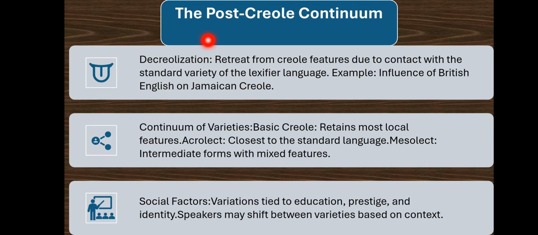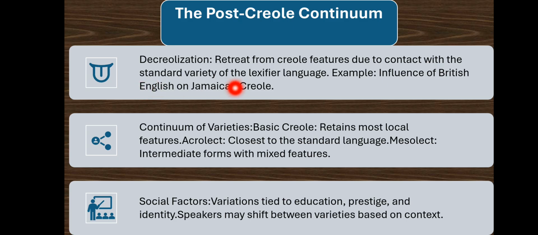Now the post-Creole continuum is very important. Now decreolization: the language which was first a Pidgin became a Creole. What happens after the language becomes a Creole? There is a continuum known as decreolization. It is a retreat from Creole features due to contact with the standard variety of the lexifier language.